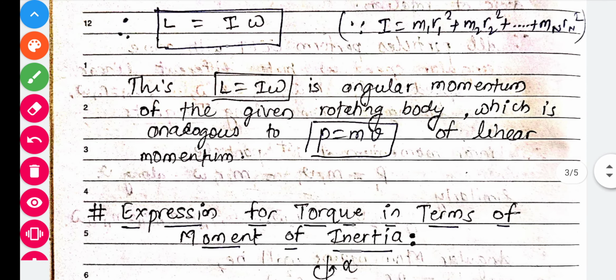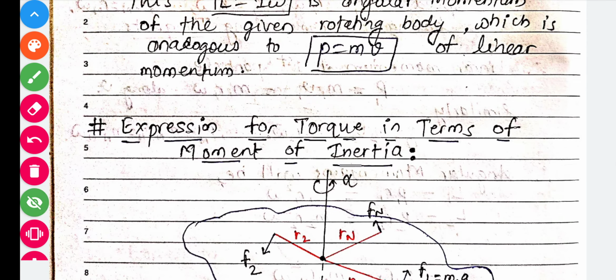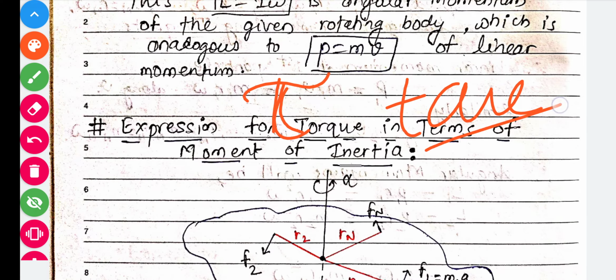So this was the expression for the angular momentum. Now we have to see another expression, that is the expression for the torque in terms of moment of inertia. We have to find torque. Now what is torque? Basically it is written like tau, the Greek letter.